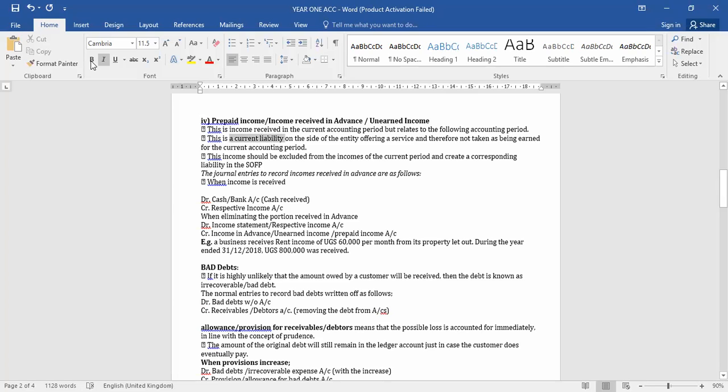Take note of this also. This is a current liability on the side of the entity offering a service, and therefore not taken as being earned for the current accounting period. An example I can give here of a prepaid income is rent. Remember when you are looking for rental, as some of us are, mainly it's a must, you have to pay for 3 months.